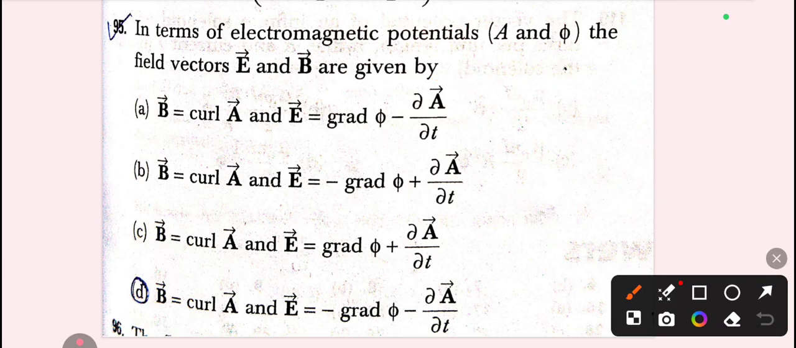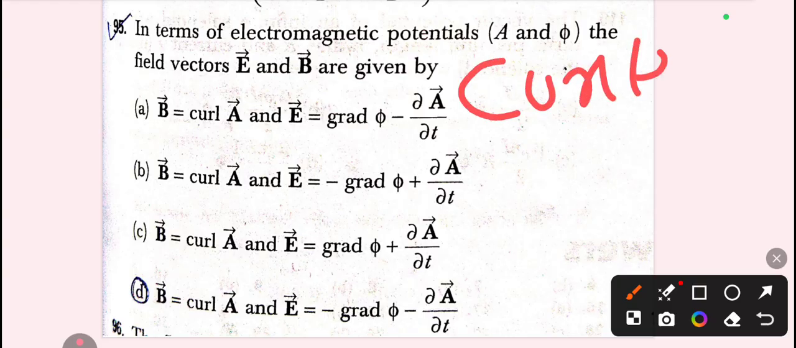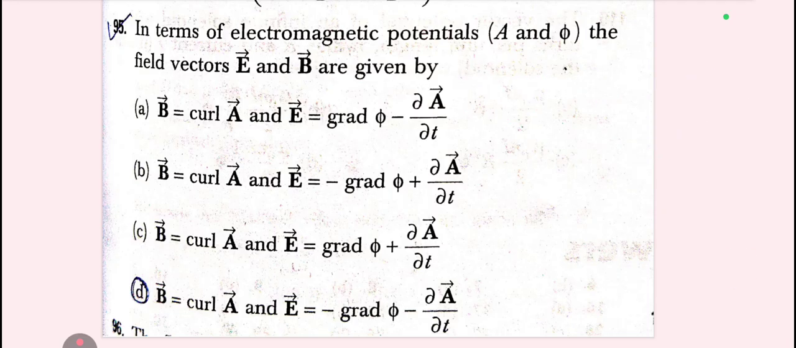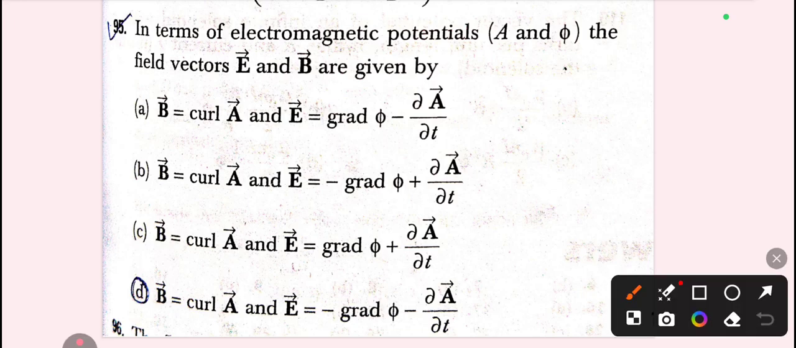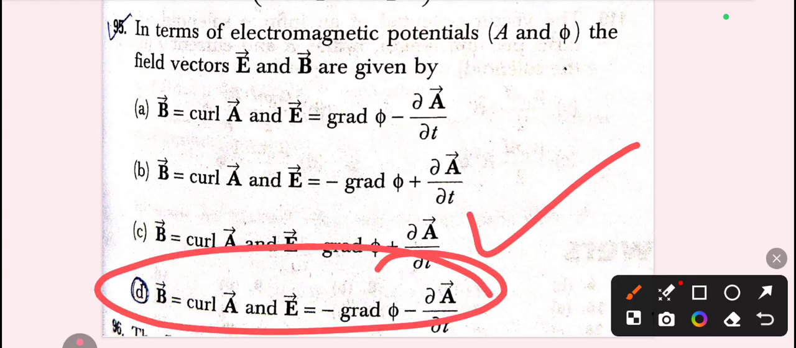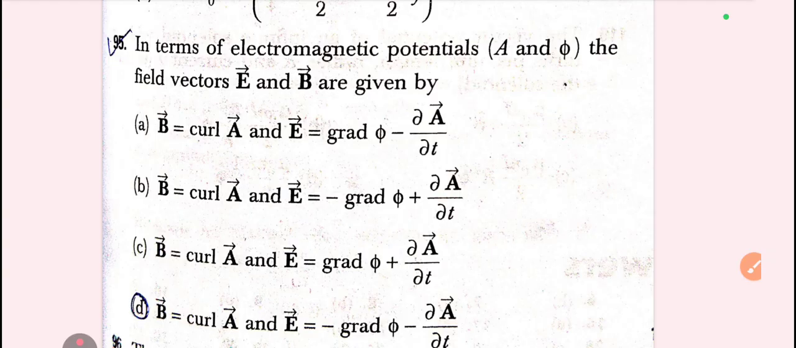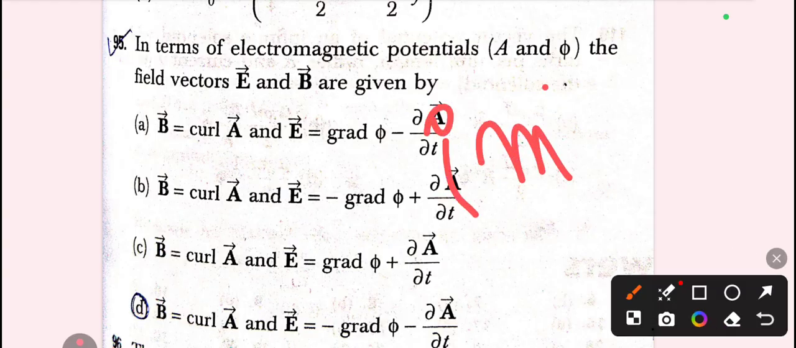Then third option is curl of H, which is equals to J plus partial D over partial T. And what is the curl of E? Minus partial B over partial T. On using all these relations, we get B equals to curl of A and E is equals to minus gradient. Just remember it directly. This is a very important question.